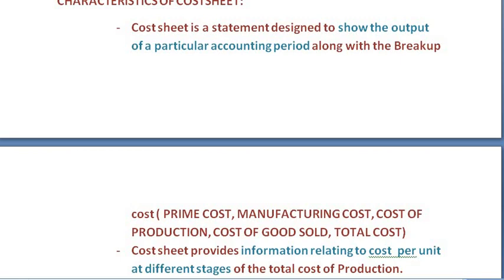Then simultaneously, we have a division in the manufacturing organization called the office in order to take care of the administrative activities. So the expenses incurred in the administrative place, we can call office cost or cost of production.